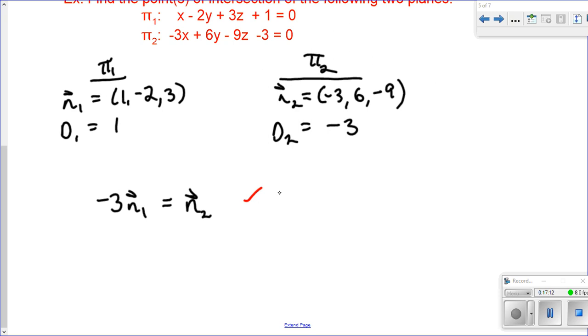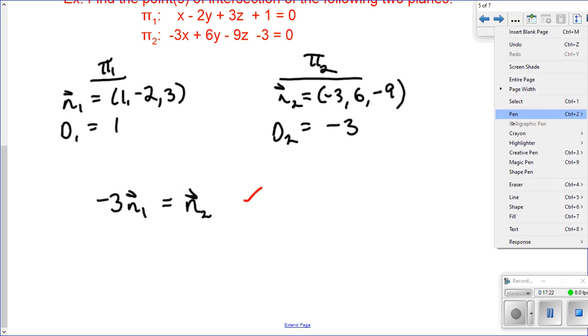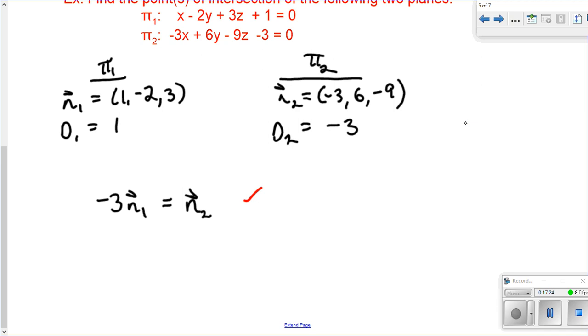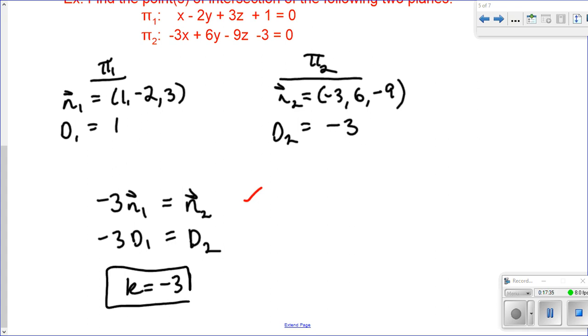That's a correct statement. If you like, you can write it in a different way. A factor of -1/3 on n2 will give you n1. And then I need to check, just like I did in the last case, whether the same proportion holds for D2. Is this magic k of -3 the one that connects them?